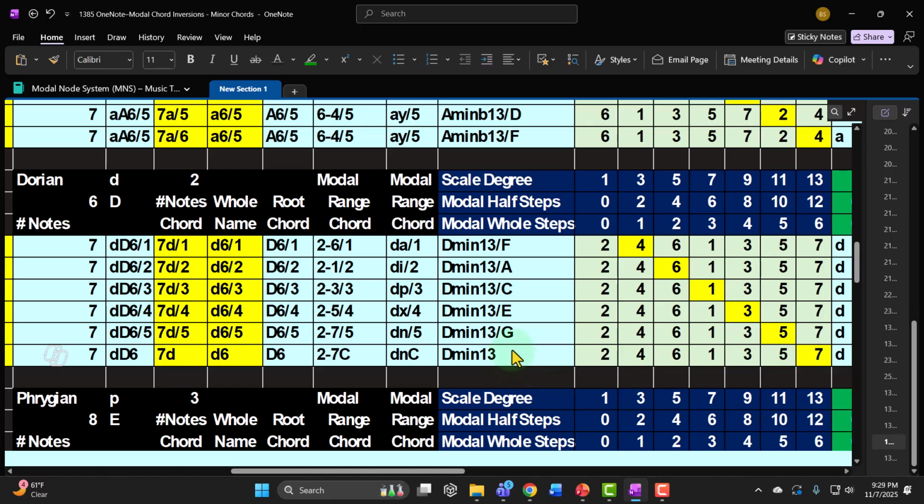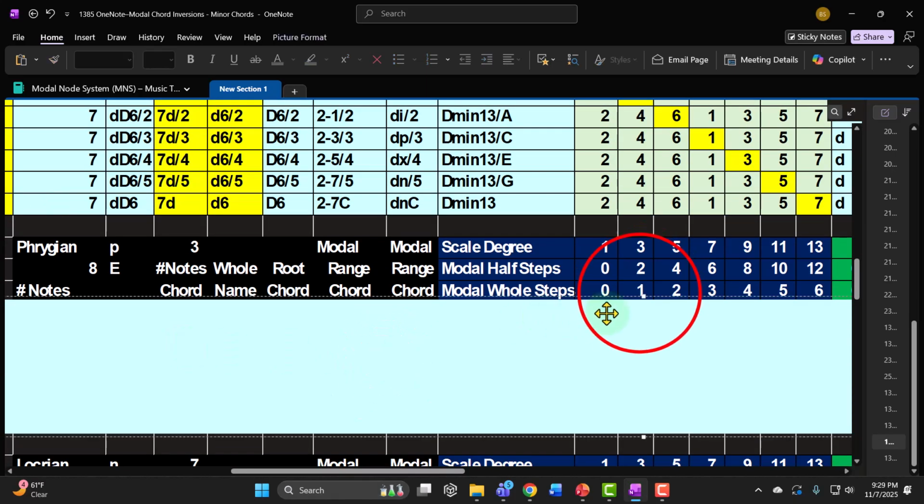I don't know, we lost the B, but I'd rather call it a D7. So we lost the thing here. It should be a 7D/6 or a D6/6. All right, let's go to the next one.